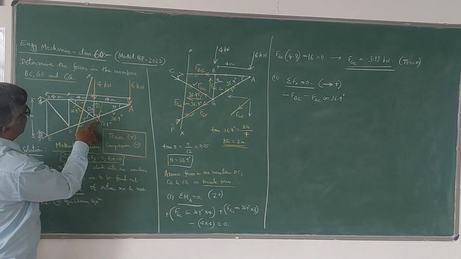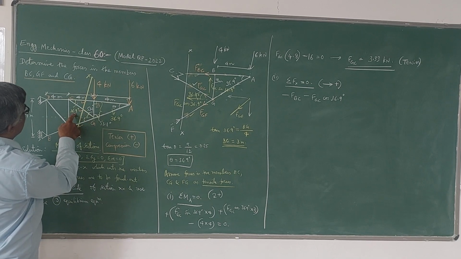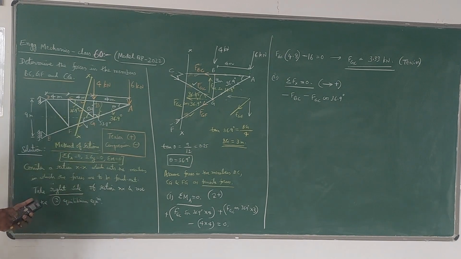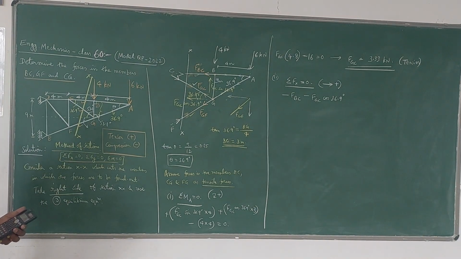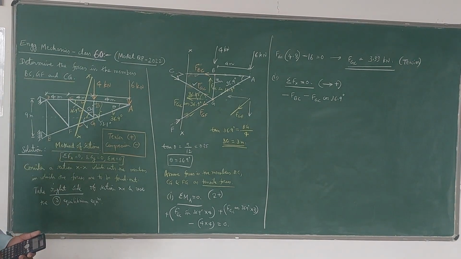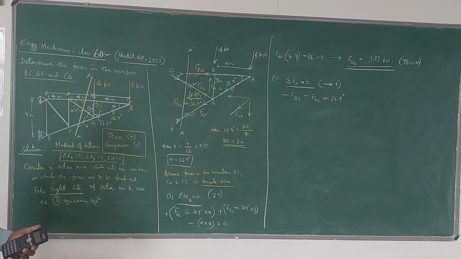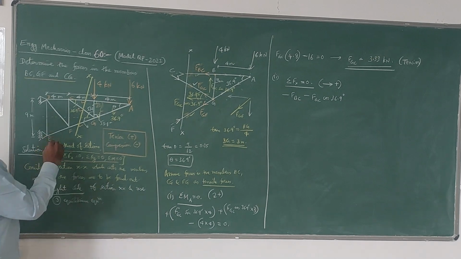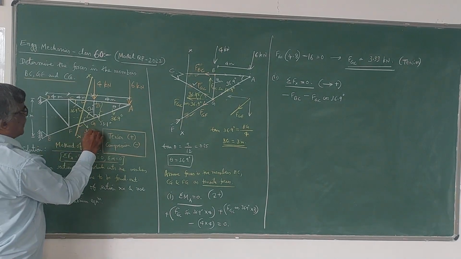So 53.1 plus 53.1 plus 36.9. So remaining is this side, 180 minus of that. That means it will be 53.1 plus 53.1 plus 36.9, which is 143.1. So I have to deduct that from 180 degree, you will get 36.9 only. So this angle is 36.9 degree only.